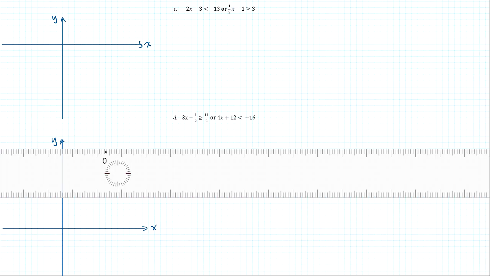D, we're going to be trying out problems that are connected by OR. So take a minute to complete these problems before you continue with the video. Once you have completed parts C and D, we can look at part C first.